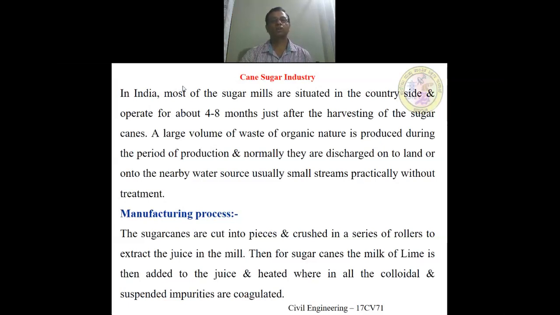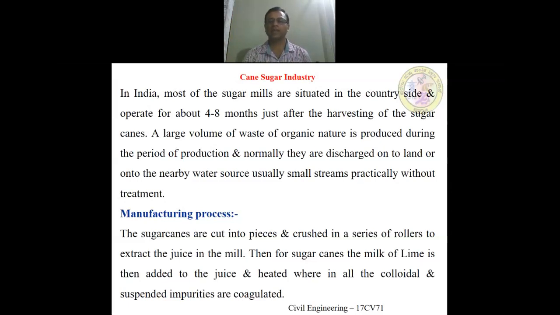A large volume of waste of organic nature is produced during the period of production, and normally it is discharged onto the land or onto nearby water sources, usually small streams, practically without treatment. How is sugar manufactured from sugar cane?